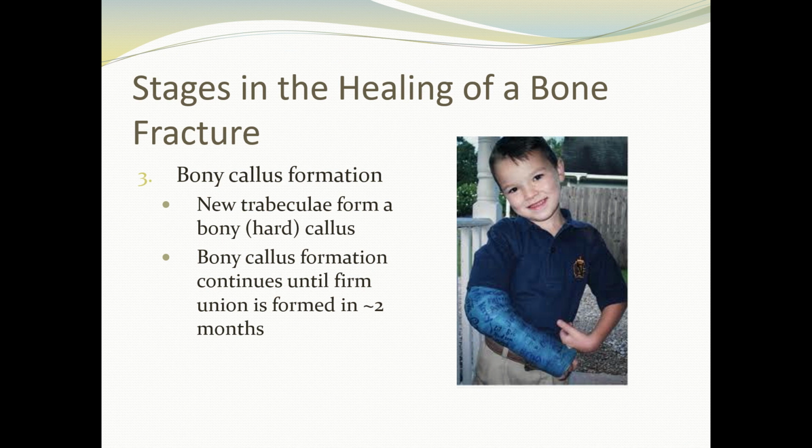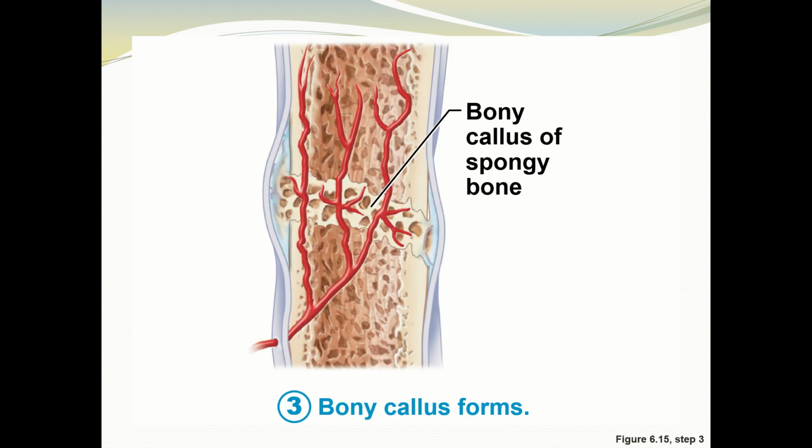The third stage is the bony callus formation, and new trabecula will form a bony or hard callus. So spongy bone will be laid down first, and bony callus formation will continue until a firm union is formed between the two ends of the bones, proximal and distal end of the break, and this takes up to 2 months. 6 to 8 weeks is usually when you're in a cast or splint. So this is showing that bony callus formation occurring. It's just great that the bones can do this. Thank goodness, right?